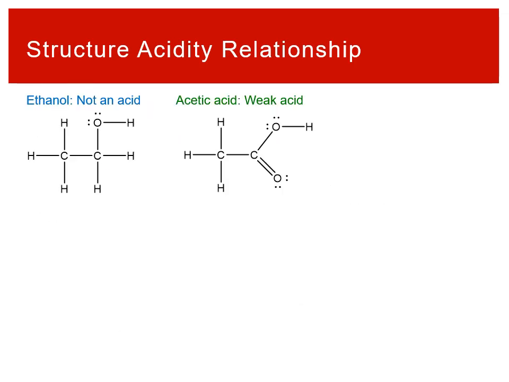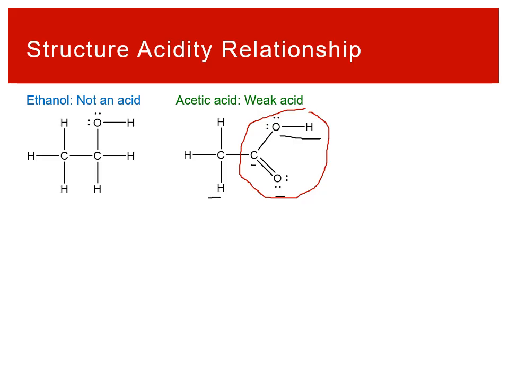We can use this idea of resonance to explain other trends that we see. For example, ethanol is not an acid, whereas acetic acid is a weak acid. So acetic acid, CH3COOH, we know that is an organic acid. And this whole pattern is associated with organic acids. Organic acids always have that.